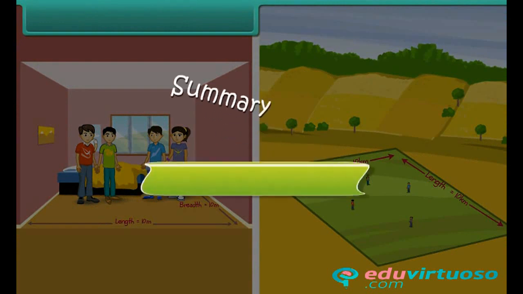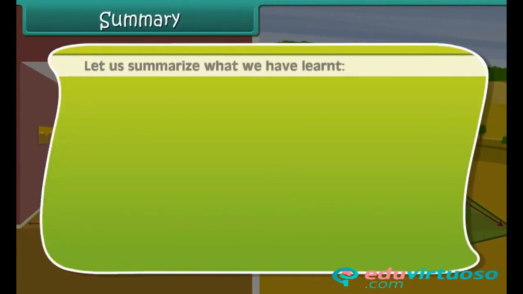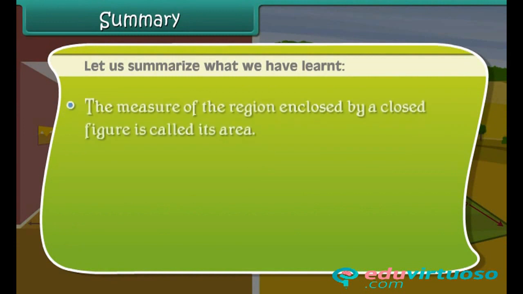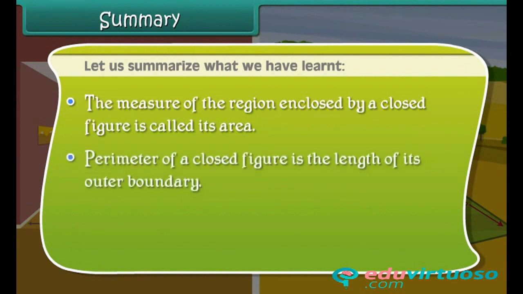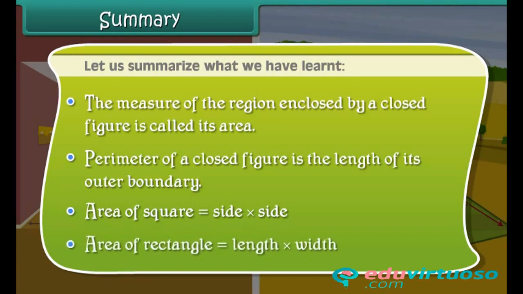Summary. Let us summarize what we have learned. The measure of the region enclosed by a closed figure is called its area. Perimeter of a closed figure is the length of its outer boundary. Area of square is equal to side into side. Area of rectangle is equal to length into width.